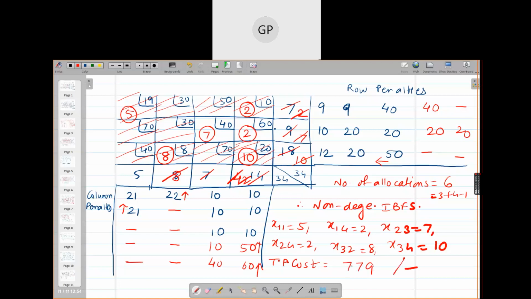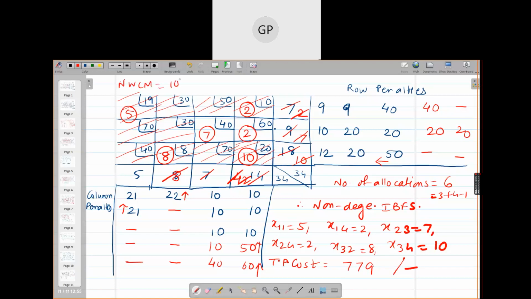779, right? So you can see in NWCM it was 1015. Using NWCM it was 1015. Using LCM it reduced to 814. And now using VAM it is 779. So there is a significant reduction in the transportation cost.